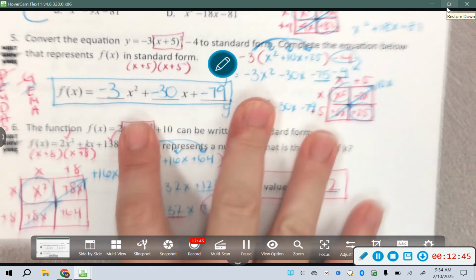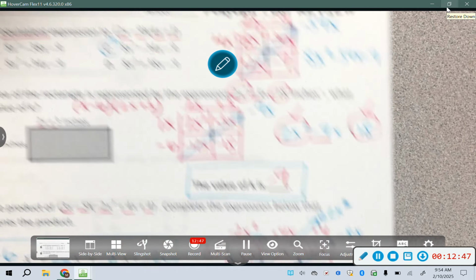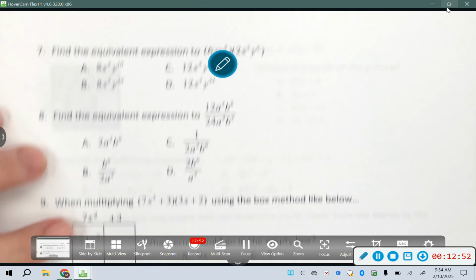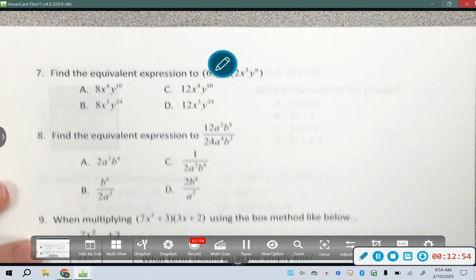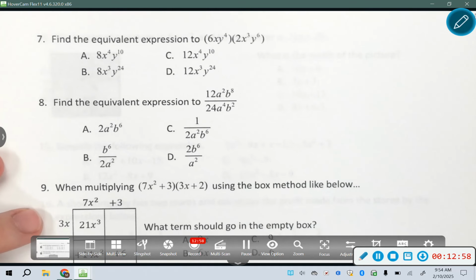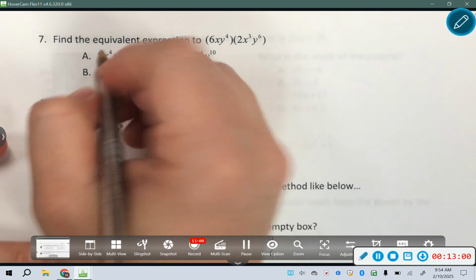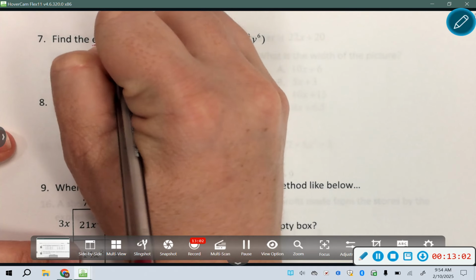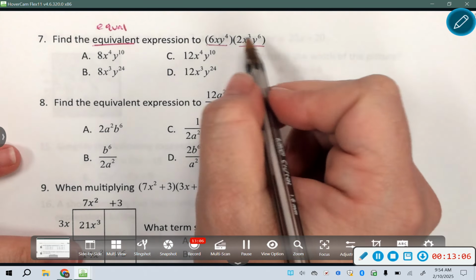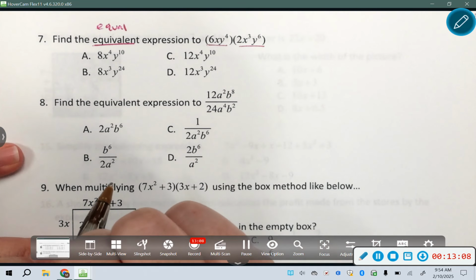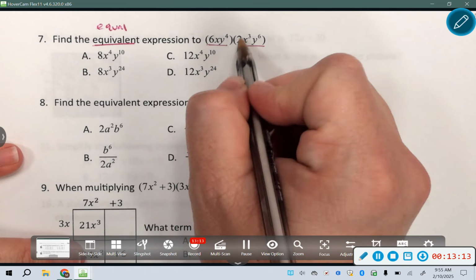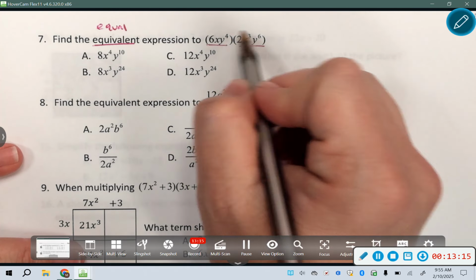Okay, so knowing that, let's look at number 7. Okay, here's number 7. That's in the way. Okay, so number 7 says find the equivalent expression. Remember, equivalent just means equal. So here we have a monomial times a monomial. This is back to our old rules when we were learning exponents. So knowing that, remember, we multiply our coefficients and add our exponents.